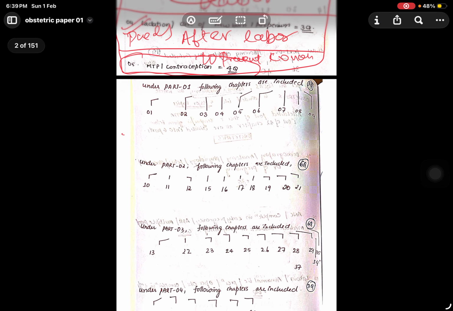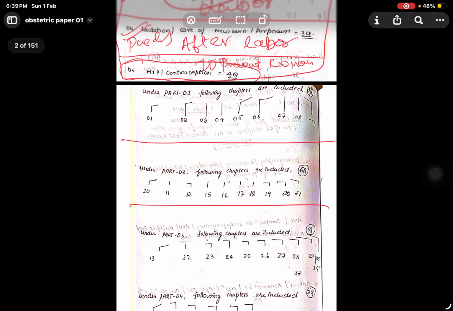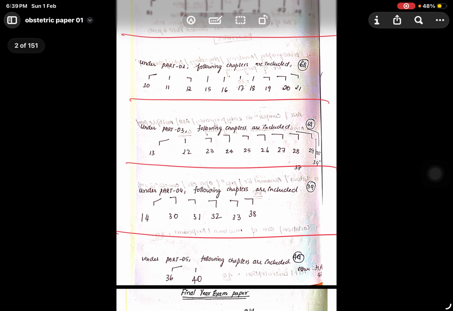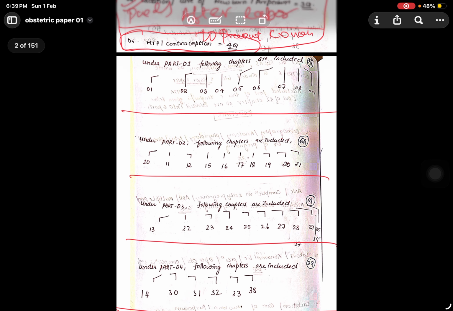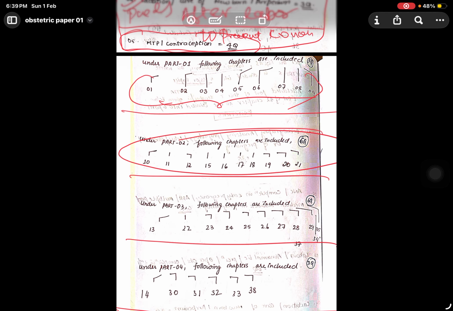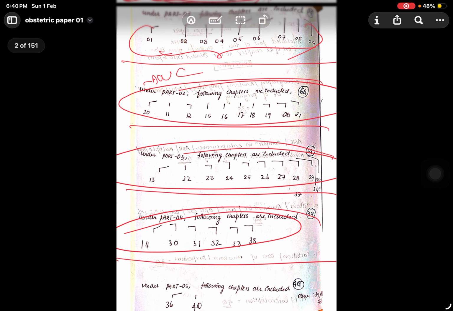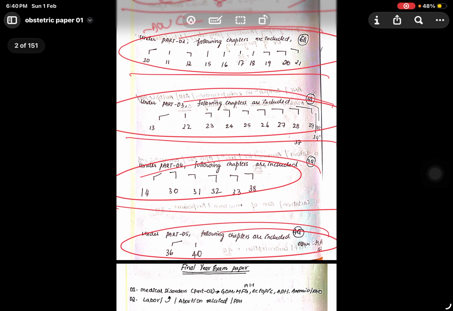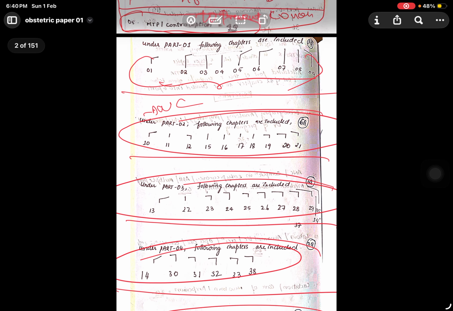According to part 1, part 2, part 3, part 4 and 5, these are the chapters which are there in Datta. Here you can see chapters 1 to 9 all come under basic obstetrics, and 10 to 21 except 13 and 14 come under proper ANC. All those things come under part 2. This is part 3, and these are the questions in part 4 and part 5. Now based on this we'll see how to go about it, how to study.